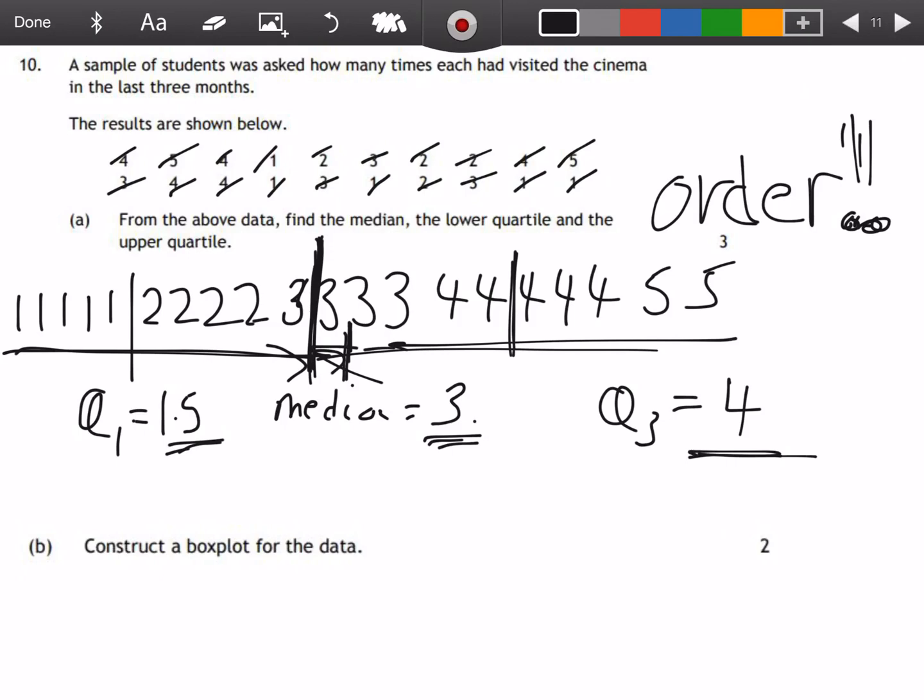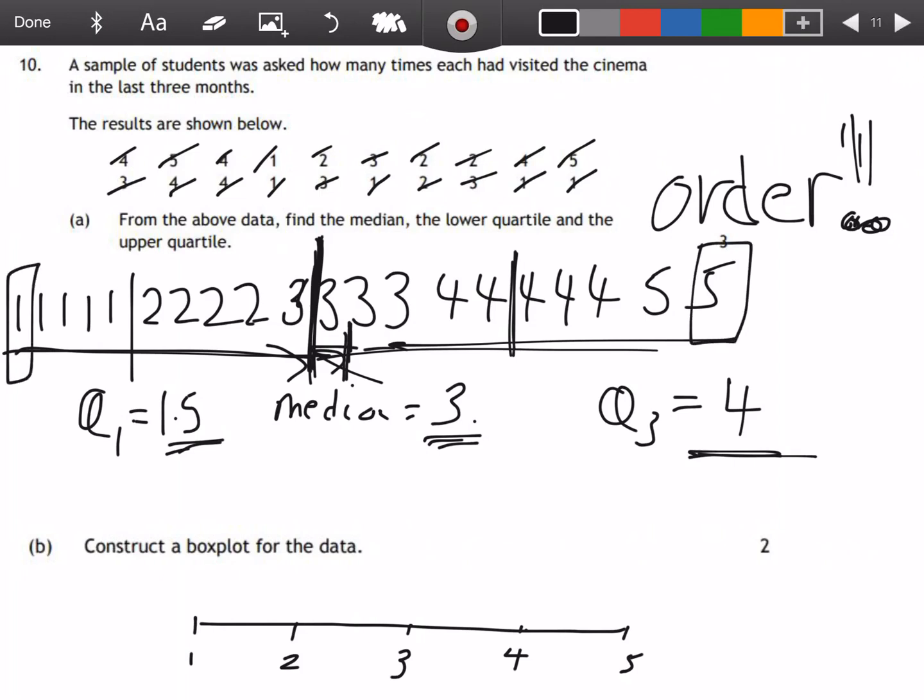Construct a box plot. It's been a while since we've been asked to draw a box plot. A box plot is a number line, first of all, that includes the numbers that we have. So from 1 to 5, I'll try and draw this as best as I can. 1, 2, 3, 4, 5. That's pretty good. Now what we do is we mark on the lowest and the highest numbers, 1 and 5. And now we mark on our 3 statistics that we've just worked out.